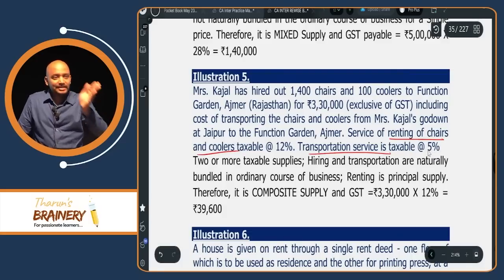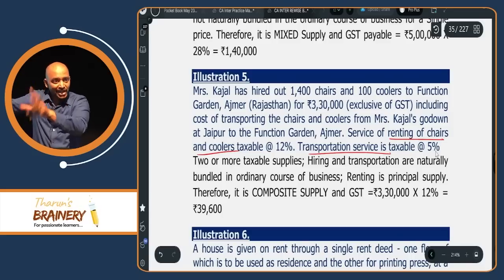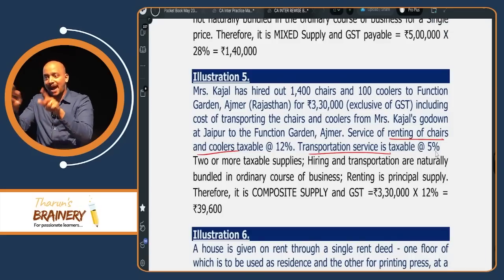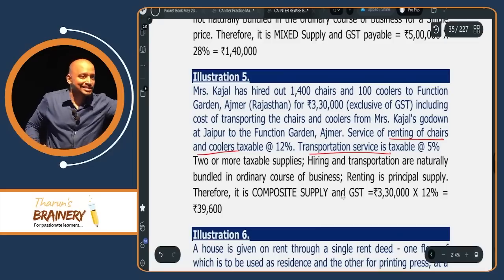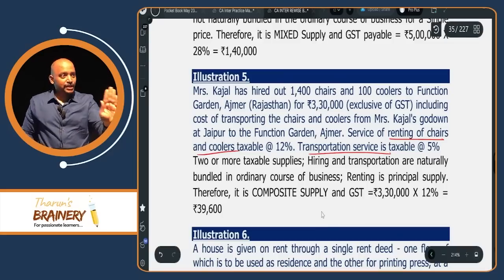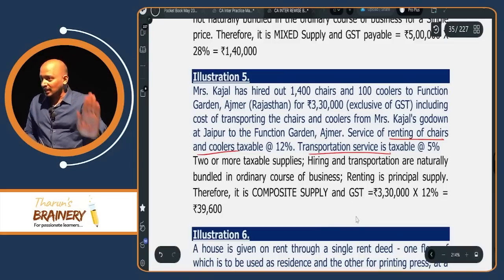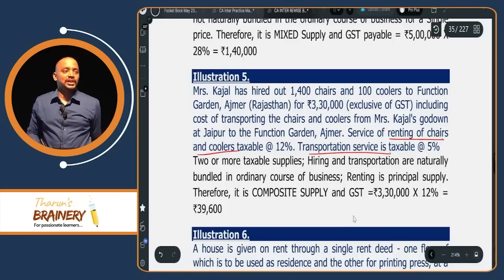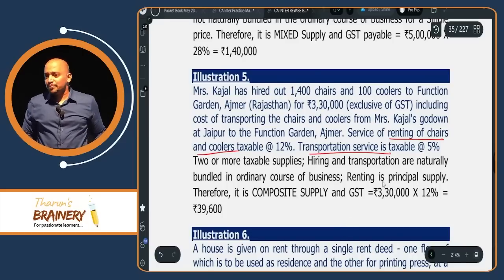They will bring the shamyana and chairs, and once the function is over, they will pack and take them back, because they need to protect their assets. So, in the ordinary course of business, the one who is giving the chairs and all on rental basis will also do the transportation. Therefore, it will come under naturally bundled.